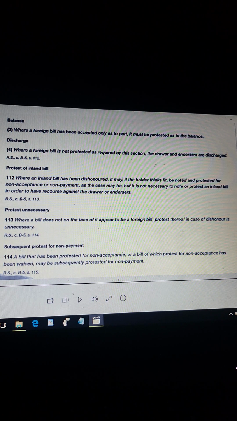Subsequent protest for non-payment. 114. A bill that has been protested for non-acceptance, or a bill of which protest for non-acceptance has been waived, may be subsequently protested for non-payment.